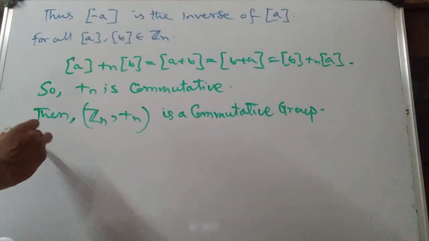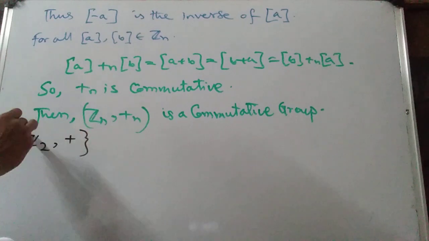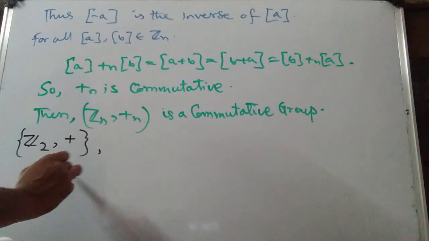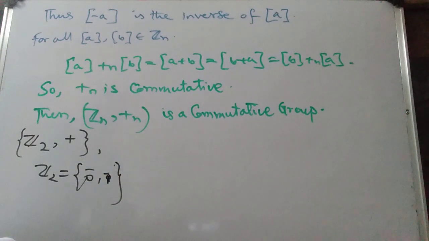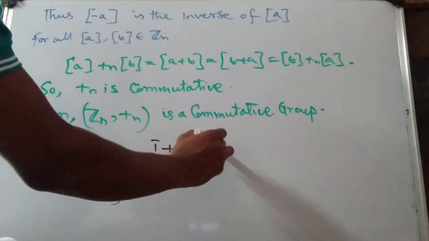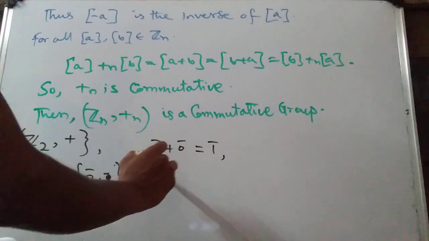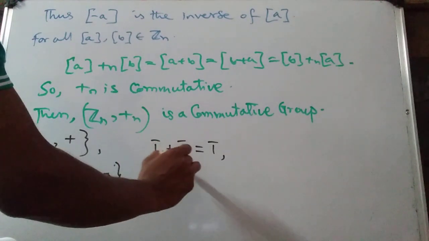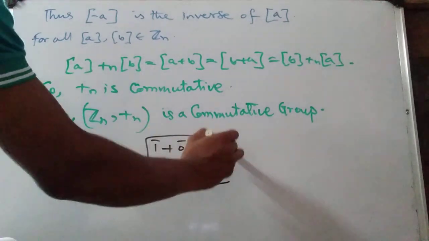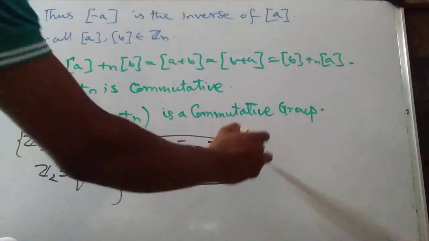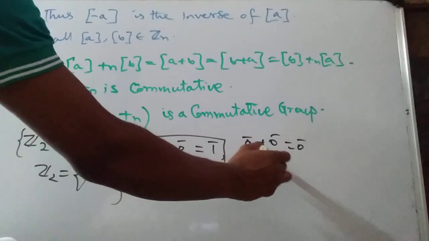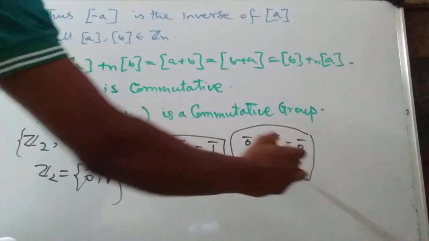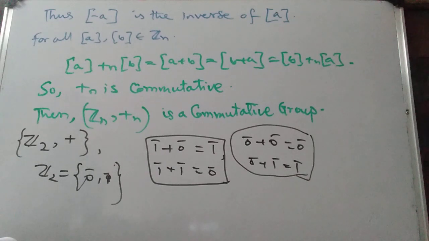If we write Z2 plus, then what happens? Okay, Z2 means it contains class 0 and 1. Understood? Then this one easily we talk about that 0 plus 1 equals 1. Understood? And here 1 plus 1 equals 0. Okay, and another one here 0 plus 0 equals 0 and 0 plus 1 equals 1. Understood? Not a problem at all. Then we also discuss that this one is a commutative group.